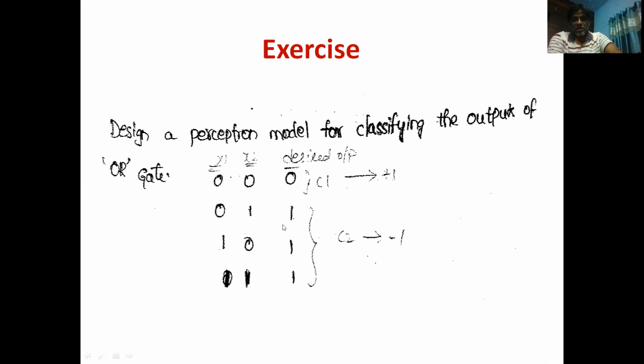If you observe the outputs, there are two classes of outputs. One is 0 and the other one is 1. Group 0 as class 1 and 1 as class 2. Give them +1 and -1 desired responses. It is again the same approach that you need to follow, which was used in the previous problem. So this is an exercise for you: design a perceptron for classifying the outputs of an OR gate, assuming this truth table and the two classes of outputs. I hope you will do this.